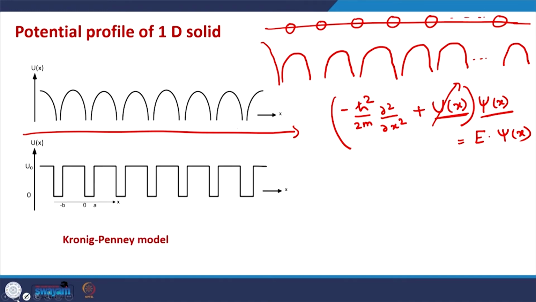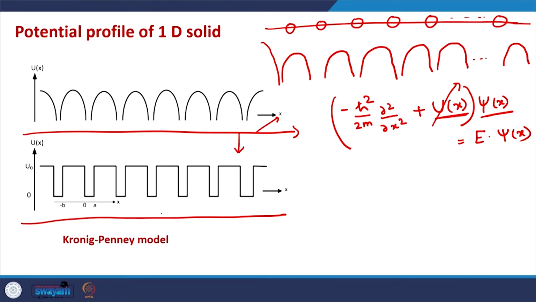Kronig and Penny, and that is why it is known as the Kronig-Penny model. So, the technique that they use is that instead of solving the Schrodinger equation for this potential profile, they solve the Schrodinger equation for a potential profile which is not exactly the same as the potential profile of 1D solids, but it resembles it quite well, and this is the profile that the Kronig-Penny model takes.